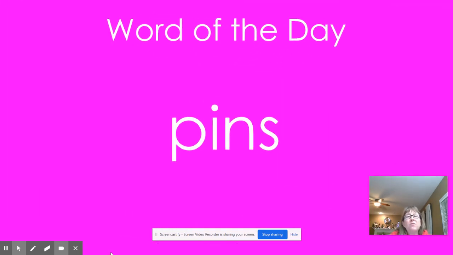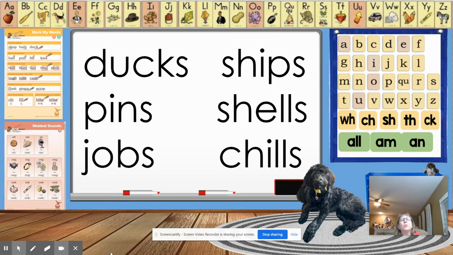Okay, now I've picked a list of some of our words of the day. We're going to talk about those. So here are my words, and we're going to look at them. What do you notice is the same about every one of these words? Raise your hand. That's right. They all have suffix s, right? They all have suffix s.